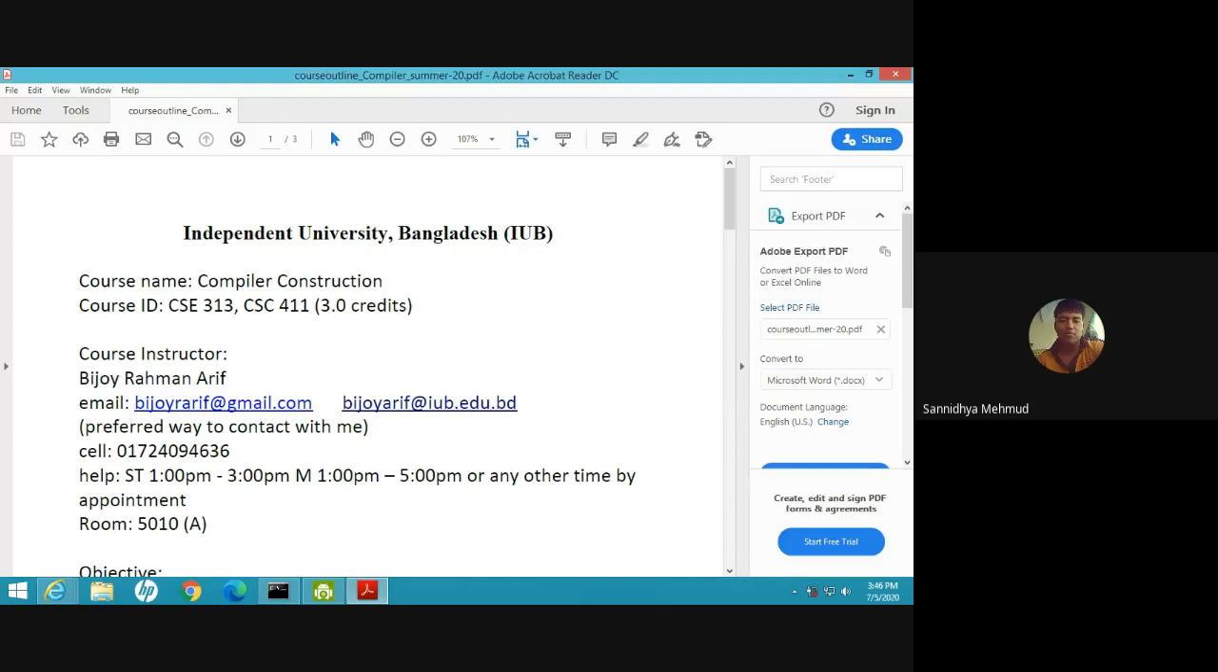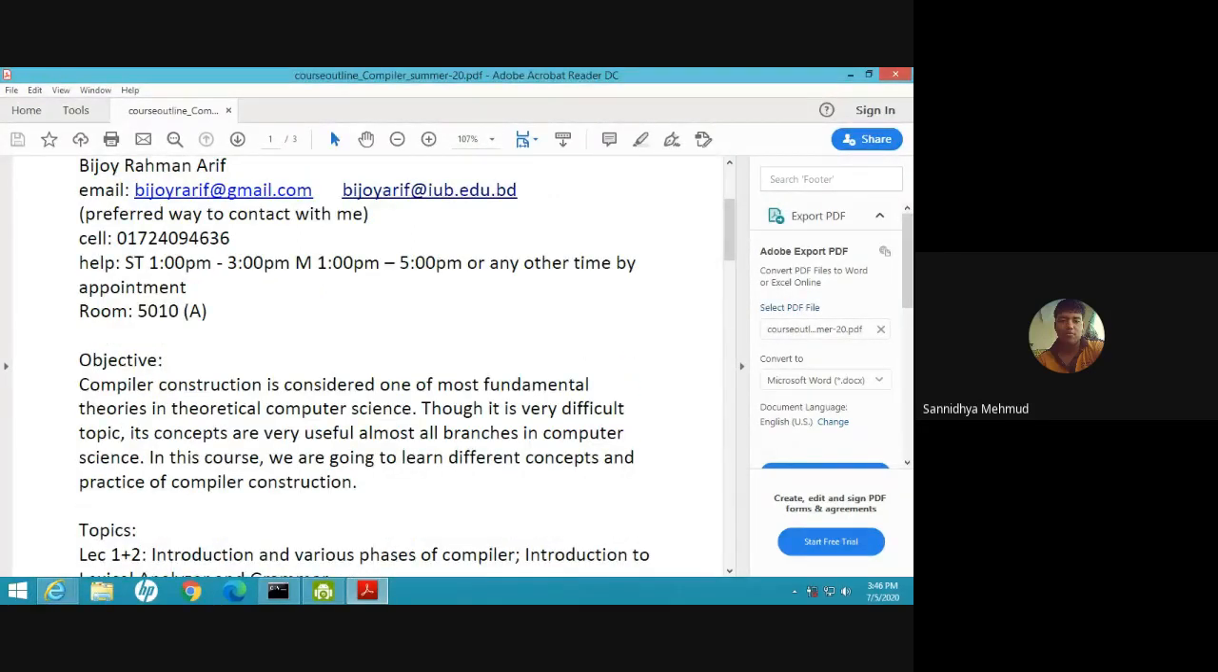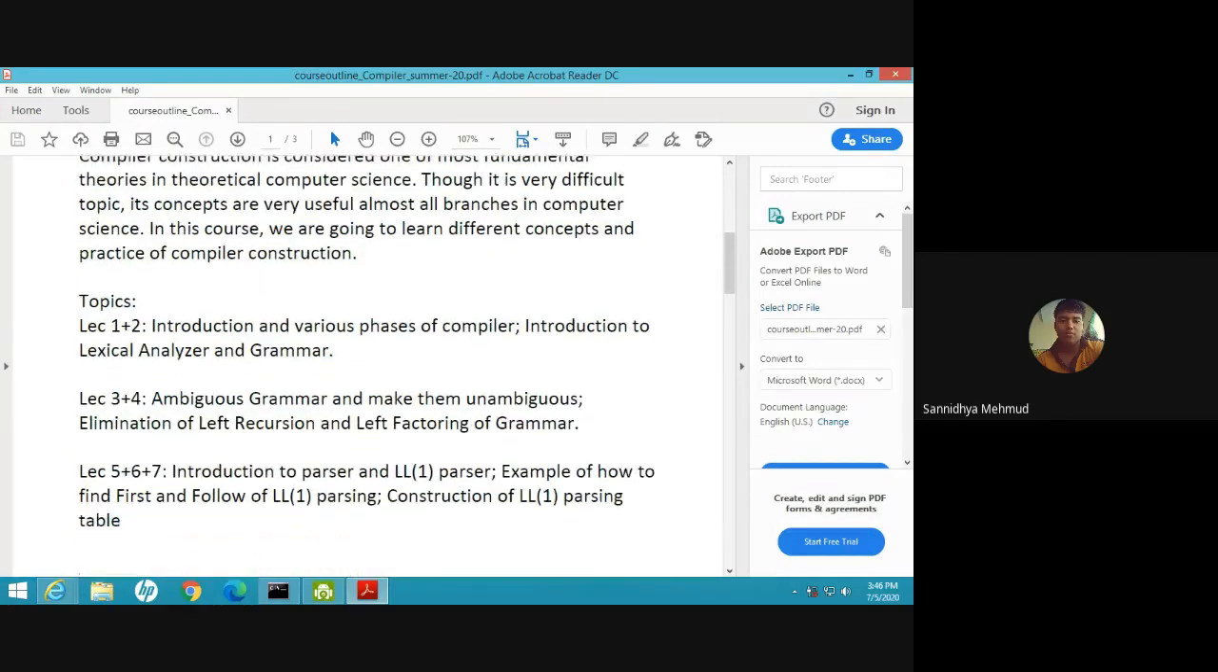So, objective. Compiler construction is considered one of the most fundamental theories in theoretical computer science. Though it is a very difficult topic, its concepts are very useful in almost all branches of computer science. In this course, we are going to learn different concepts and practice of compiler construction. So let's go to the topics.